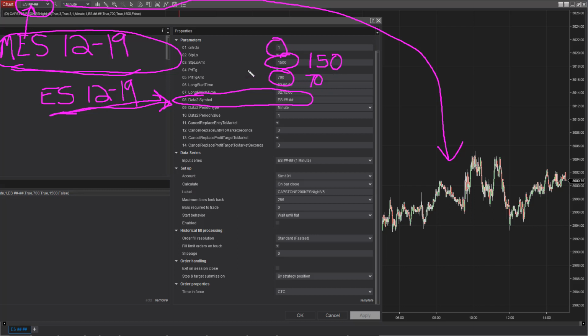If you're trading the micros, and if you're trading the E-mini, same thing. You keep this at 1500 and you keep this at 700. So those are the inputs.